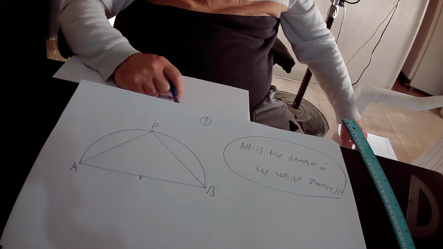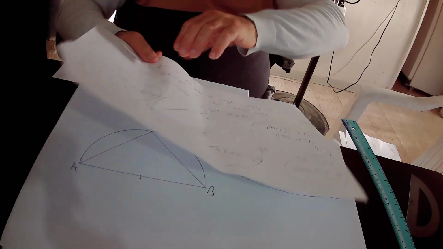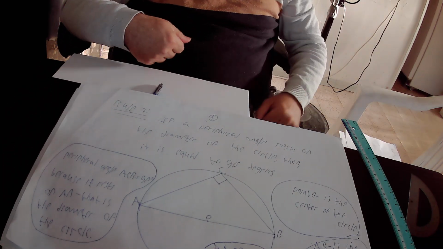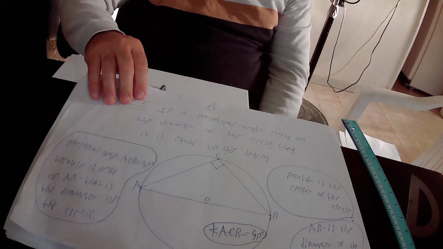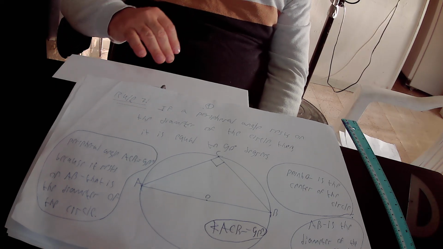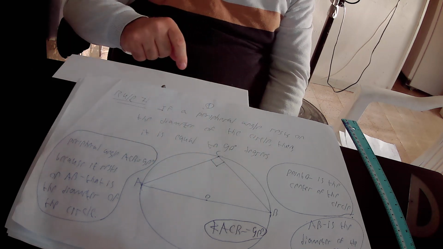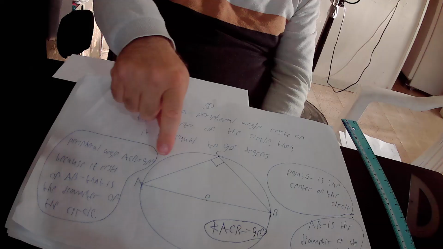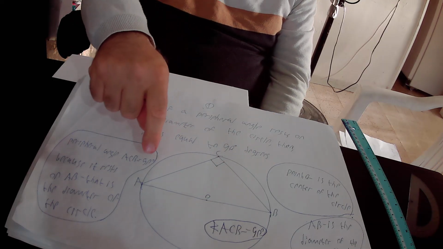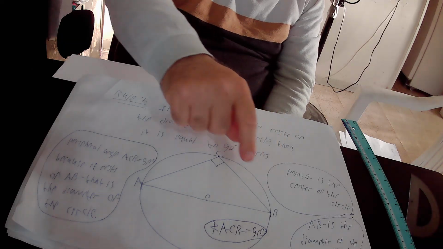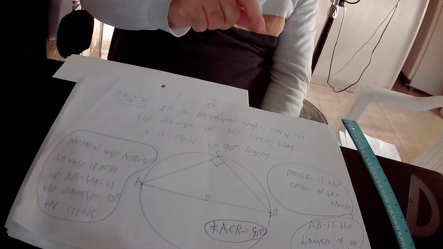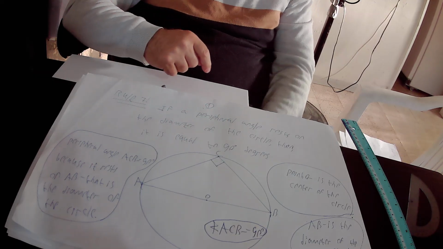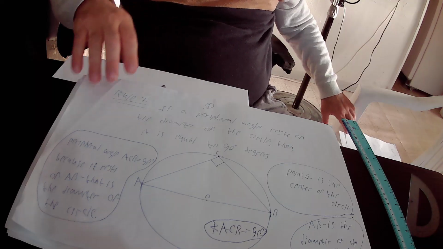I repeat quickly on rule 7. According to rule 7, if a peripheral angle subtends on the diameter of the circle, then it is equal to 90 degrees in its size. So in the drawing we have a circle, and AB is the diameter of the circle, and we have here also peripheral angle ACB. This is peripheral angle ACB that is subtended on AB, that is the diameter of the circle. Therefore this peripheral angle ACB equals 90 degrees in its size. So we can actually implement rule 7 in our drawing.